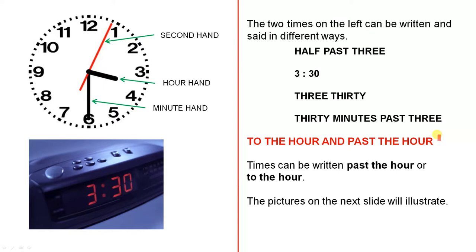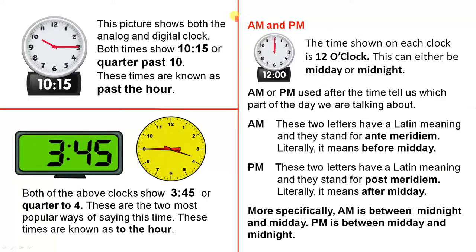We also have to the hour and past the hour. Times can be written past the hour or to the hour. The pictures on the next slide will illustrate. This picture shows both the analog and digital clock. Both times show 10:15. These times are known as past the hour. Both of the above clocks show 3:45. These are the two most popular ways of saying this time. These times are known as to the hour.